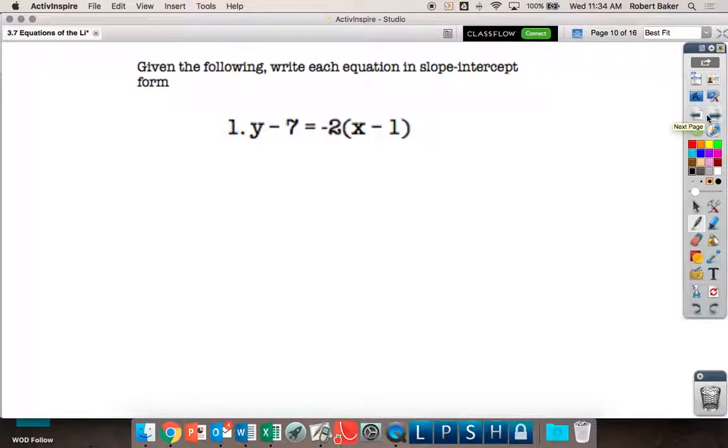Now you have to write it in slope-intercept form. So copy that one down. I want you to change it to slope-intercept form. So it has to be y equals mx plus b when you're done.